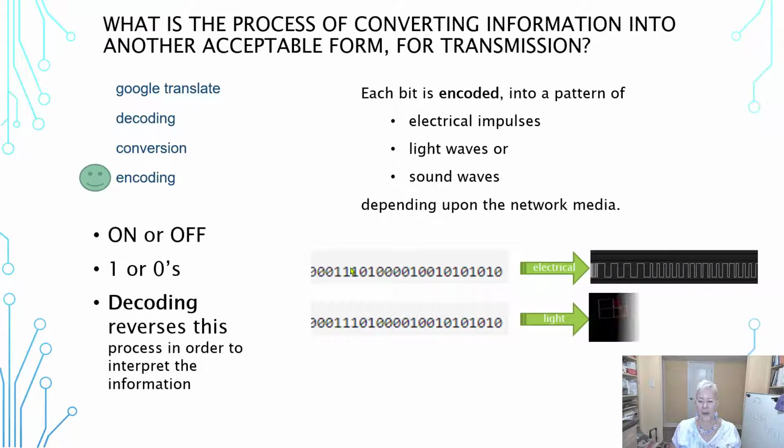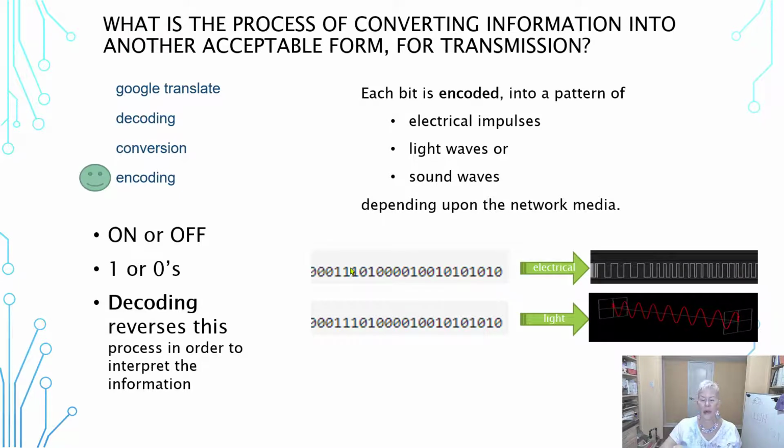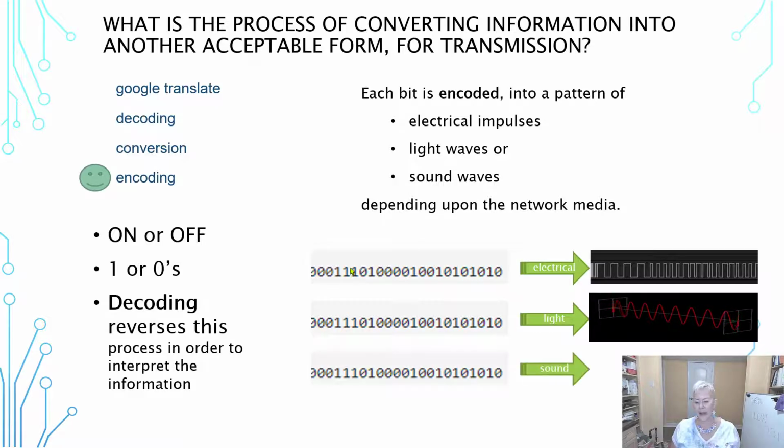Here's another example of light. This would be like a laser light or an LED light going across a fiber optic cable where we see these waves of light. Again, we've got our bits, and now we're going to encode it into radio frequency waves. And again, this would be like a sine wave, and the dip is the 0 and the peak is the 1.